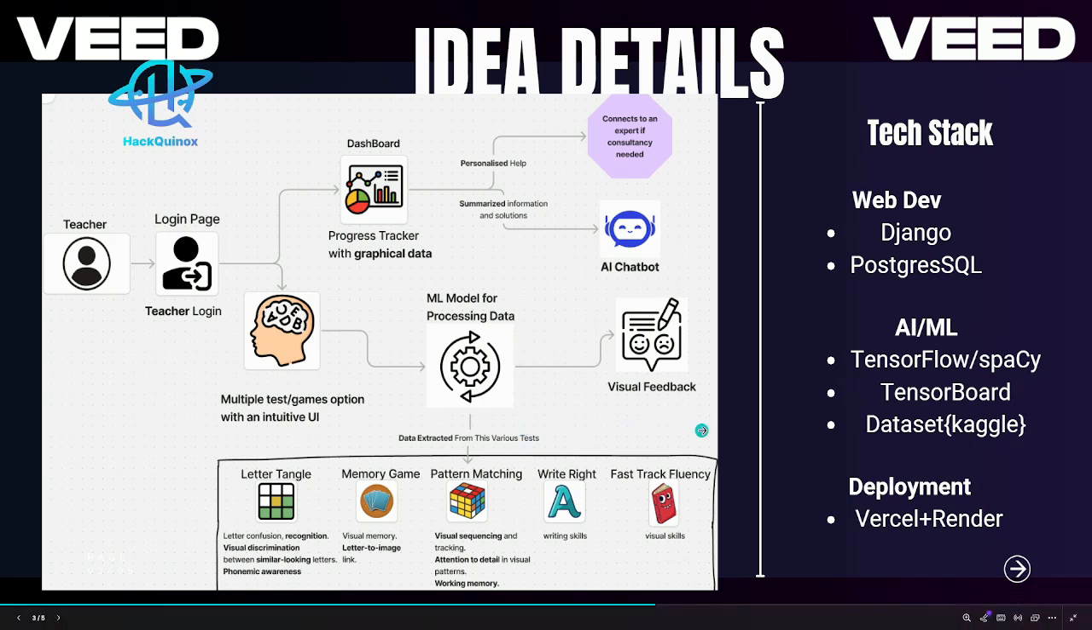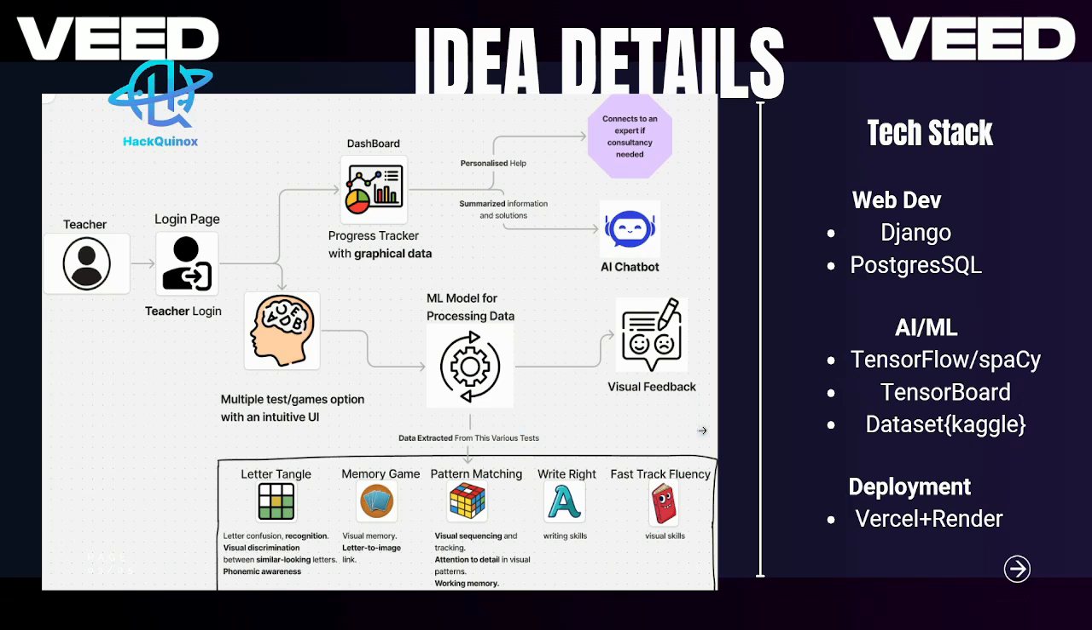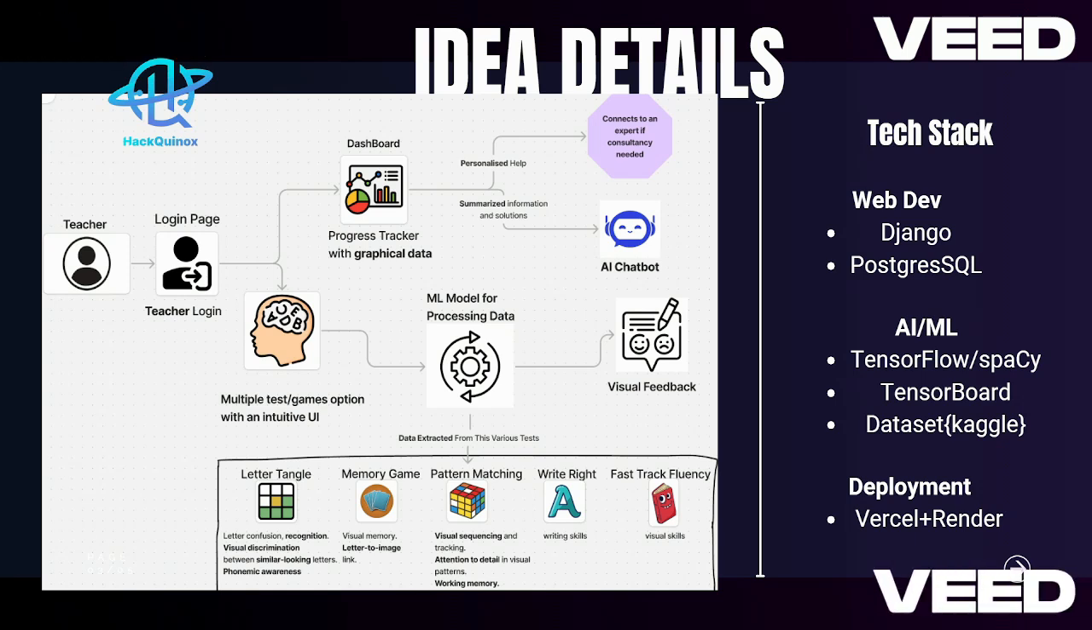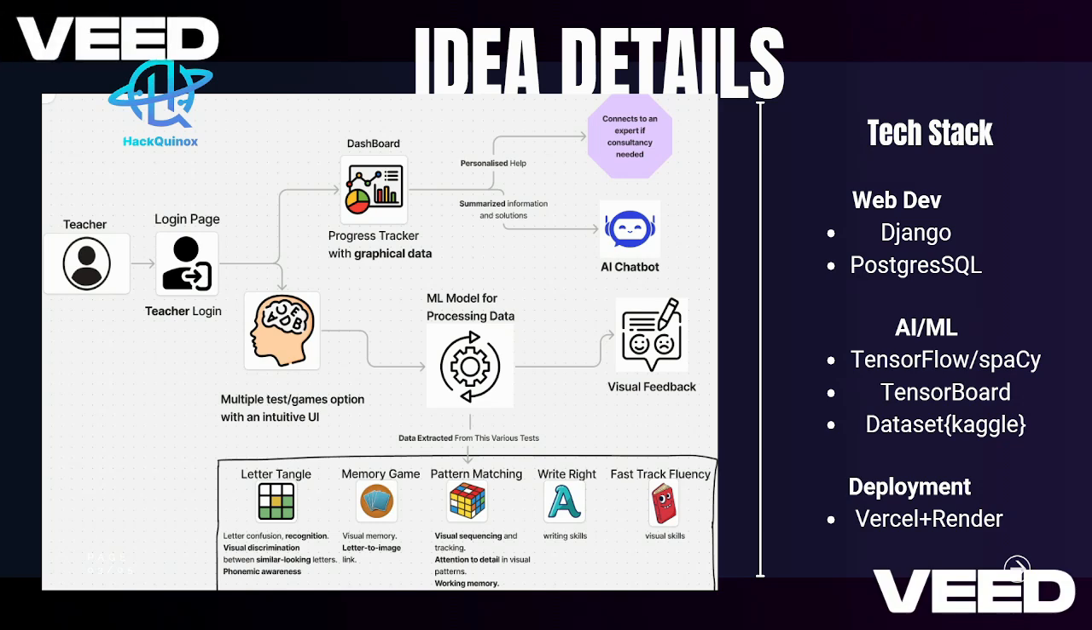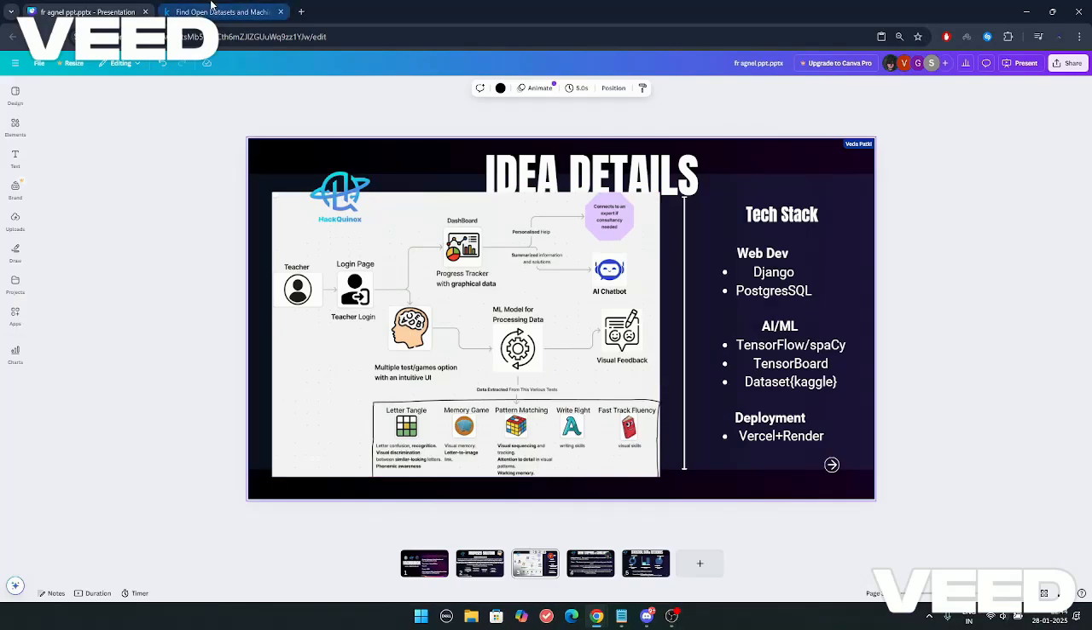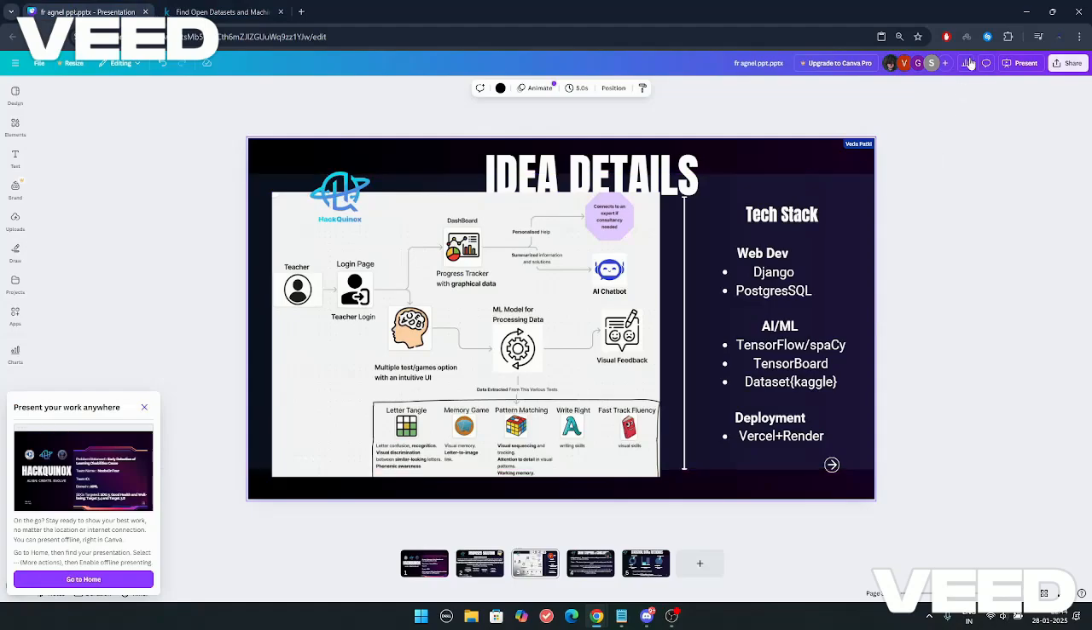The progress of a child can be tracked through our graphical database. We also provide an AI chatbot who would help better interpret these results and provide consultancy services if any expert guidance is needed. For our AI models, we are using TensorFlow, TensorBoard, and a dataset from Kaggle. For reference, we are also using journals from IEEE.